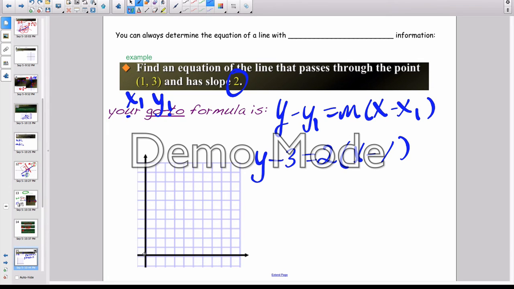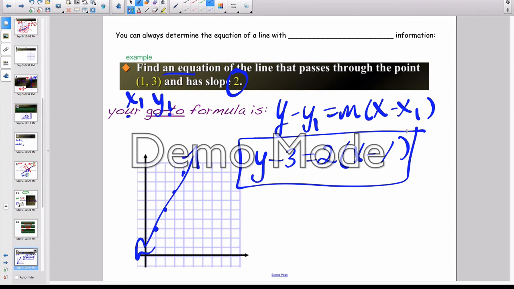And if we were to plot that, we got (1, 3). If we did a slope of 2, up 2 over 1, up 2 over 1, there we go. And it says find an equation. That's an equation. I don't have to do anything else. You can always determine the equation of a line with 2 pieces of information.